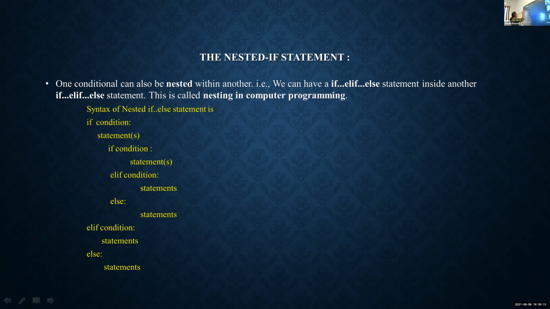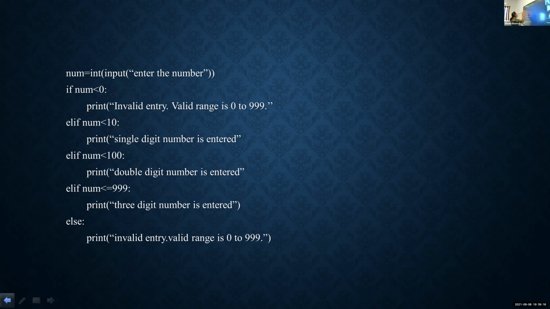Then, after inputting the number, I will first check if the number is less than 0. If it is less than 0, it means it is an invalid entry. You want to enter only a 1 digit, 2 digit, or 3 digit number. So, for that purpose, we are using this if statement. If number is less than 0, then print invalid entry. That is, we can enter only a number within 0 to 999.